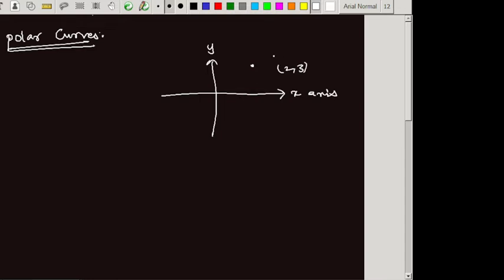But in a polar curve, there is an angle that takes place when the x-axis moves from x to y. So we mark some point in between. We give the name P, and if we find the distance, let the distance be r. So this point is nothing but r and theta. This one is the angle theta.